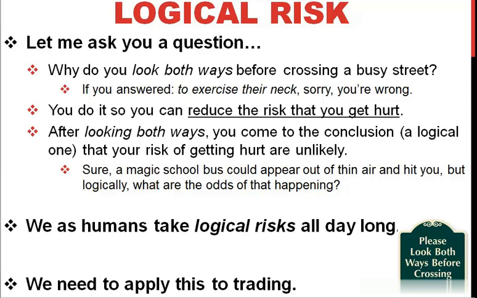You do it because you want to reduce the risk that you get hurt. After looking both ways, you come to the conclusion, and it's a very logical one, that, all right, your risk of getting hurt is highly unlikely. Yes, a magical school bus could appear out of thin air and hit you. A rock could fall from the sky. A plane could fall out of the sky and hurt you. But come on, what are the odds of that happening? So that is a logical risk. You are looking both ways because you don't want to get run over by a car. If you don't see any cars, or if the light's red and you have the it's okay to walk sign that's flashing at you, you have a very good logical risk of not getting hurt.